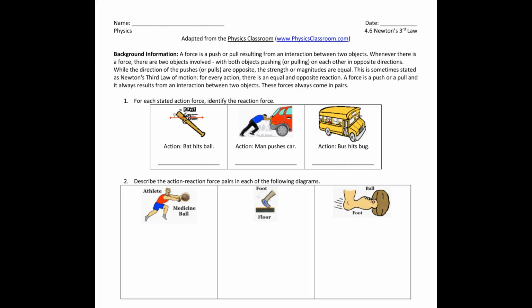Hi, and welcome to 4.6 Newton's Third Law. Newton's third law states that for every action, there is an equal and opposite reaction. So for every force, there's an equal and opposite force.